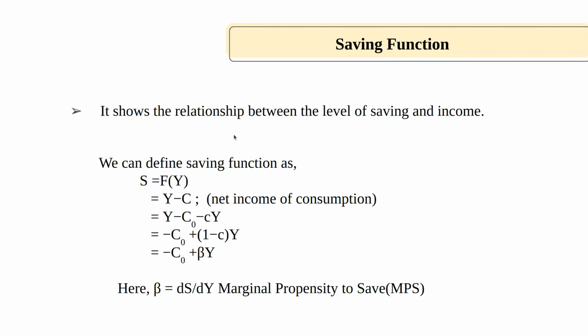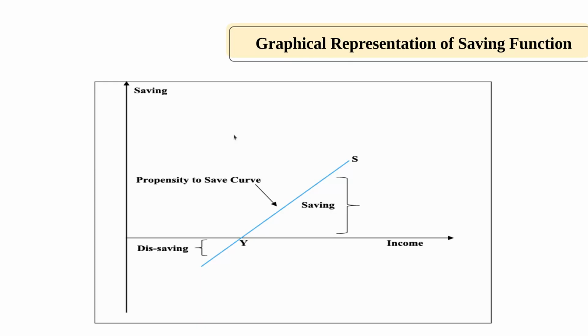Now let's see the saving function graph. Here, as usual, the x-axis denotes the income, the y-axis denotes the savings, and this is the propensity to save curve. This portion, the vertical distance, is the saving portion.